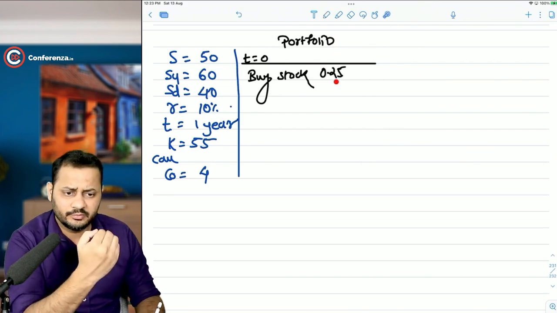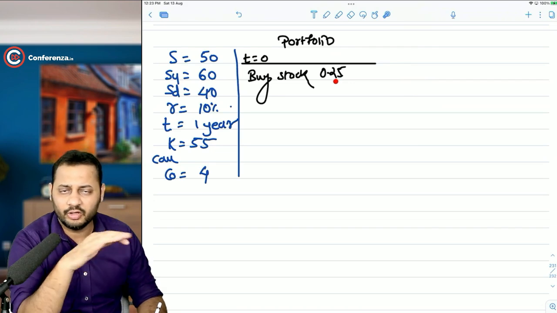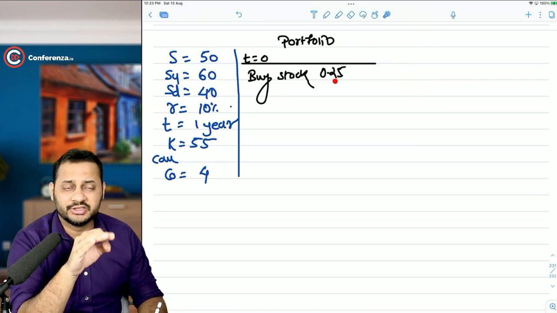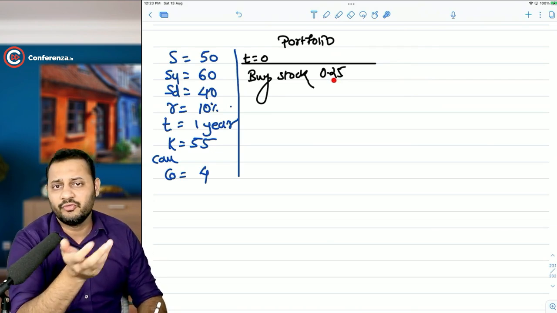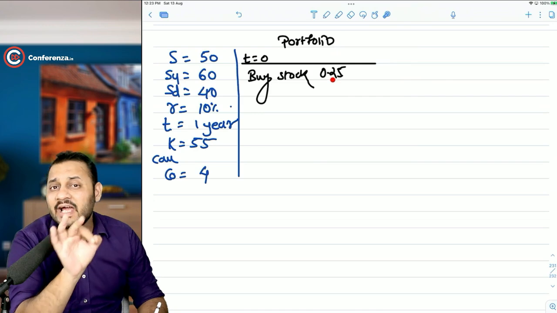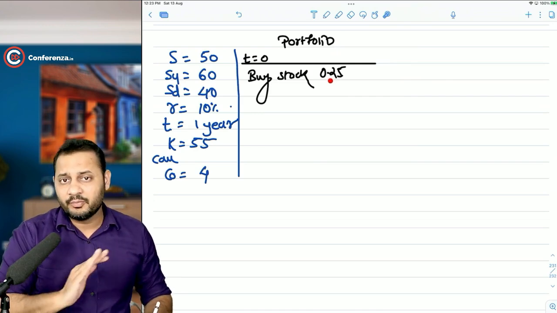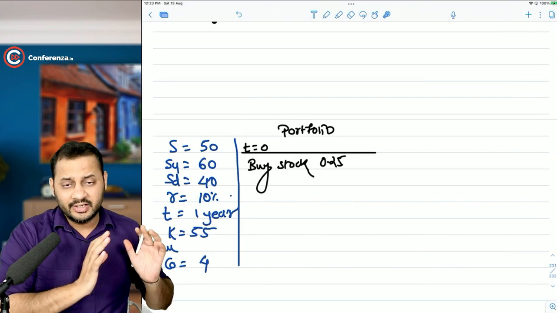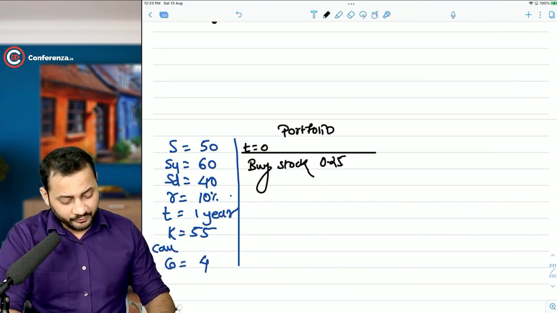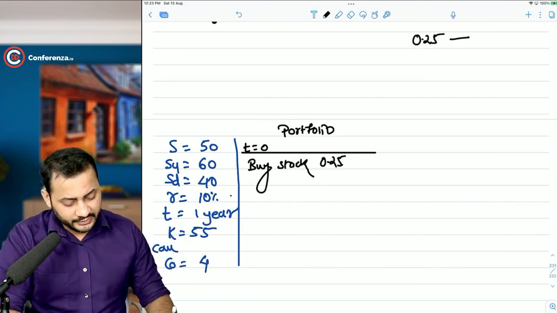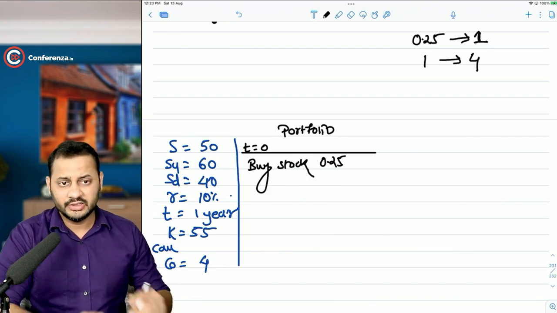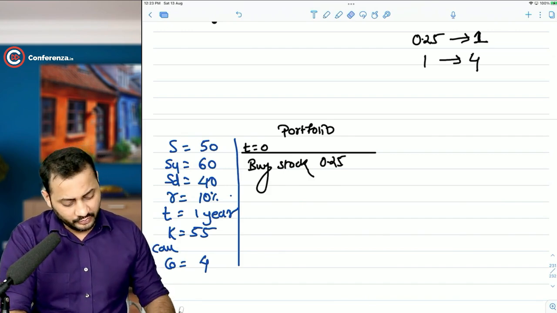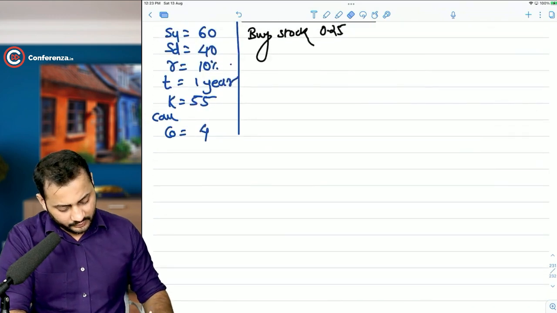Sir, how is it possible to buy 0.25 stock? It is not possible, because stocks are purchased only in whole numbers, either 1 share or 2 shares. Exactly right. I cannot buy 0.25 share, but it is only taken for the purpose of theory. So whenever I say 0.25 share, that means 1 share for every 4 units. I will talk about it later.